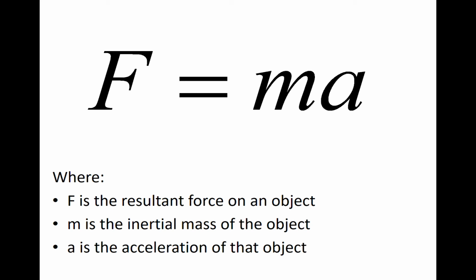So let's start with the equation. F equals ma. The resultant force on an object is equal to its mass, that is its inertial mass, multiplied by the acceleration of that object. So let's look at this in practical terms.